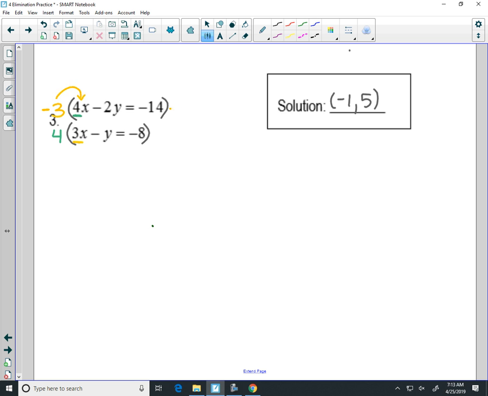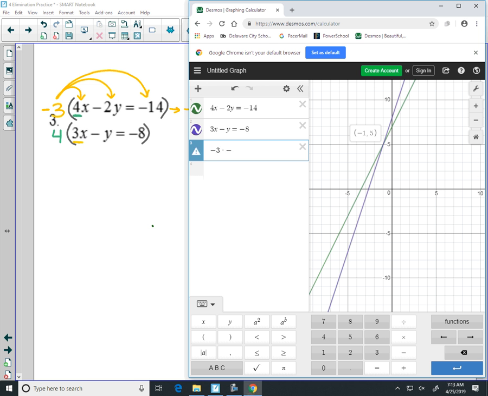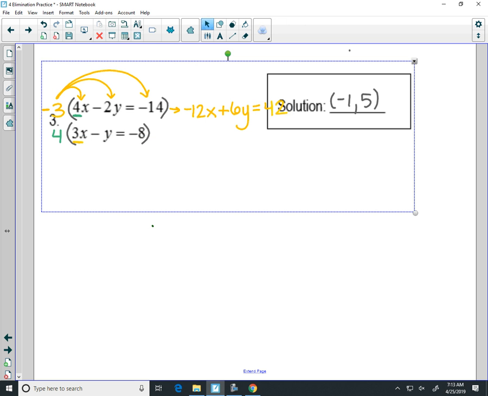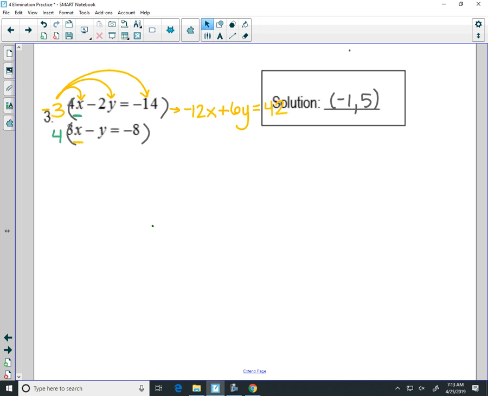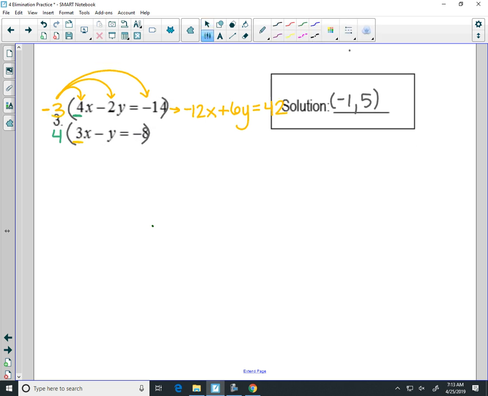Negative 3 times 4 is negative 12, and that has an x. Negative 3 times negative 2y, a negative times a negative is positive, and 3 times 2 is 6. And negative 3 times negative 14 is too early in the morning for me. Too bad, in my head, is 42. Kind of running into my solution box there, so I'm going to see if I can move. Can't really move that equation, so hopefully you guys are okay with that. Maybe you can see it already.